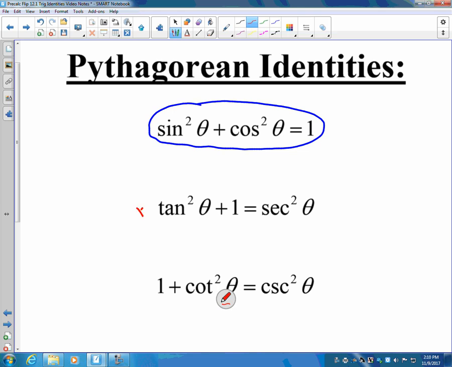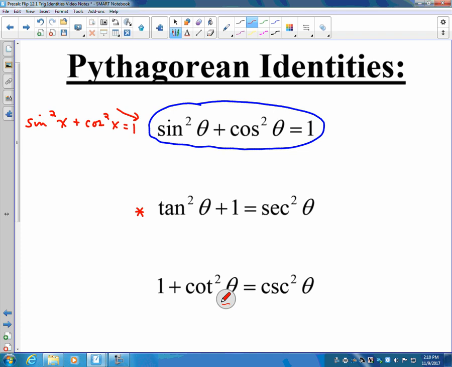This second one here, tan squared theta plus 1 equals secant squared theta, comes actually from this one up above, from sine squared theta plus cosine squared theta equals 1. And remember, theta is just some angle measure, right? So I could certainly write this as sine squared of x plus cosine squared of x equals 1, right? And it doesn't matter what the variable is. But a lot of times in trigonometry, we use theta to represent an angle measure.